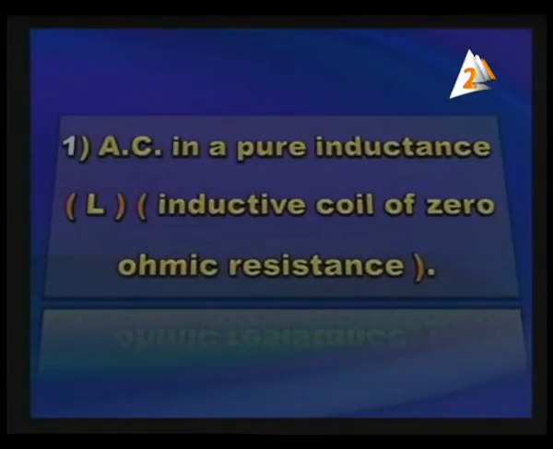And what about an AC in a pure inductor, in a pure inductance? What is a pure inductor? It is an inductive coil of 0 ohmic resistance. The resistance of the coil is considered to be equal 0. We call it pure inductor, pure inductance, and it is denoted by capital L.